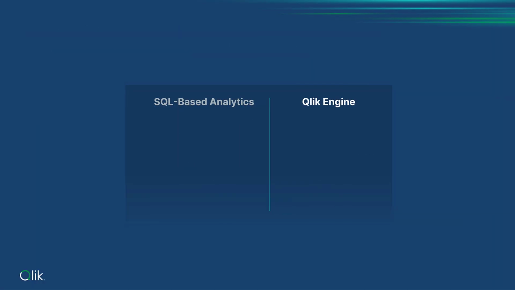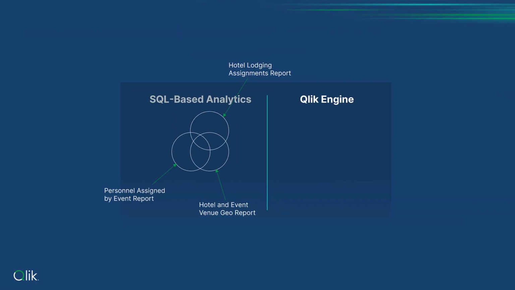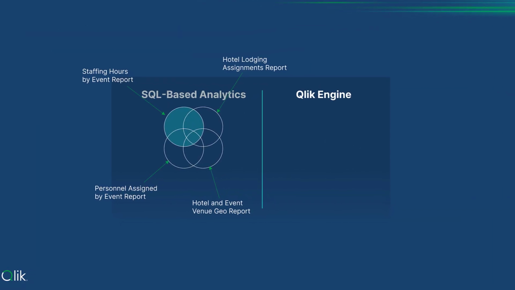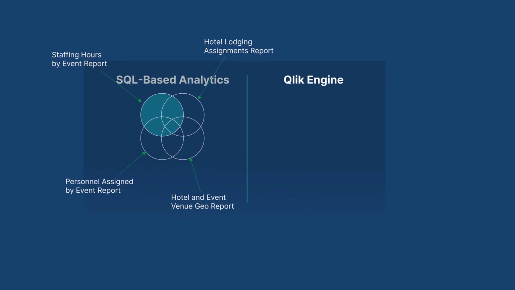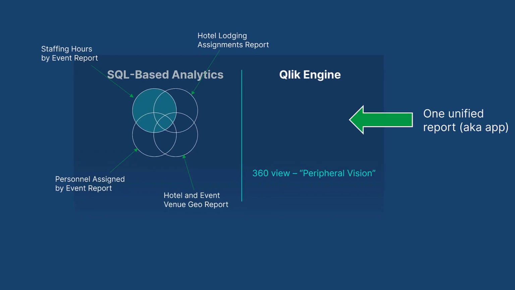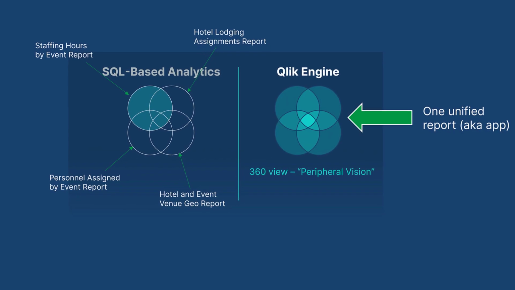In typical analytical tools, you get tunnel vision. They force you to query and can only show you partial subsets of data in structured reports. You don't know what's left behind. Qlik gives you peripheral vision for your analytics.